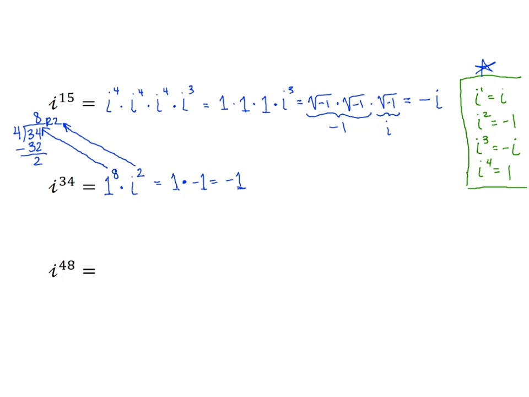Okay, so -1. So let's try that here. With this one, I've got i to the 48th. So 48 divided by 4 is 12. That means I have no remainder. So I've just got 1 to the 12th power, which is just 1.